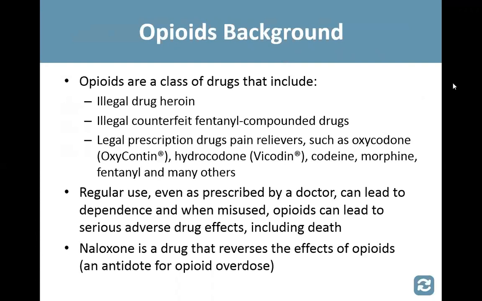As clinicians, we're more familiar with the uses of OxyContin, Vicodin, codeine, morphine, and fentanyl, both for anesthesia, pain management, and comfort for patients with both cancer and non-cancer chronic pain. But even when used by a doctor for the right reasons, it can lead to dependence and misuse with serious drug effects, including death. Naloxone is a drug that can reverse the effects of the opioids, and Nicole will get into more details of its effectiveness and applications in a few minutes. Let's go to the next slide.